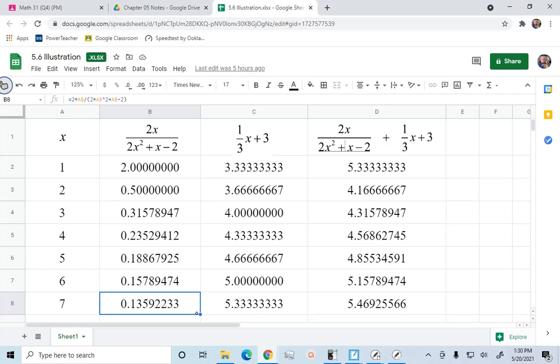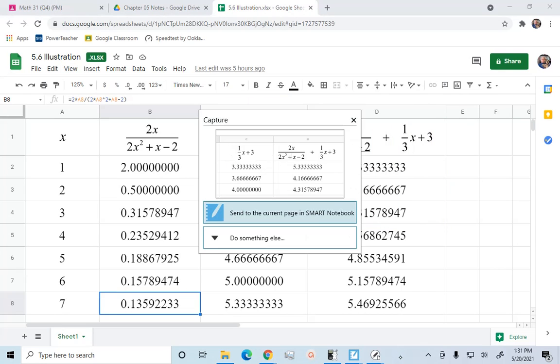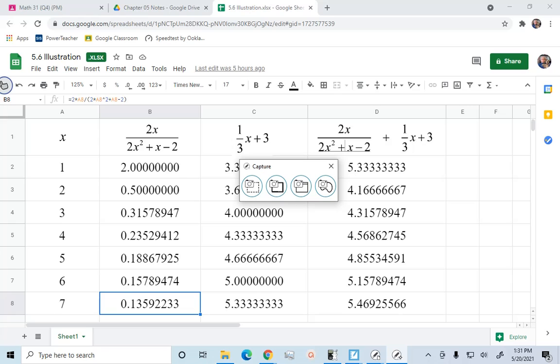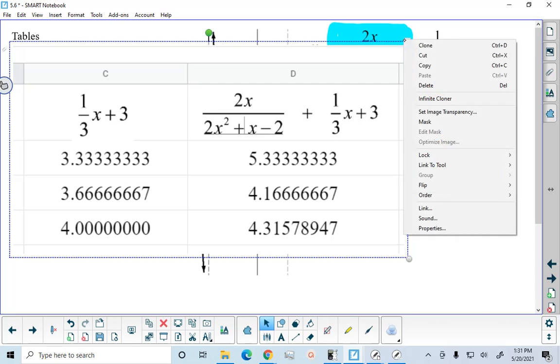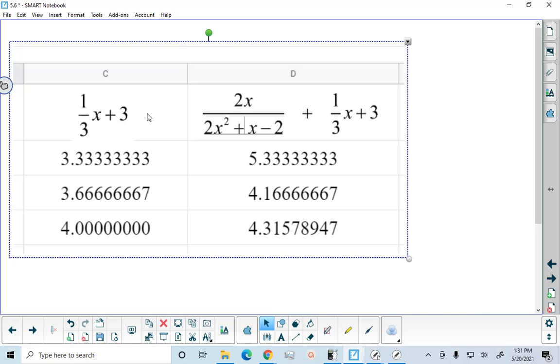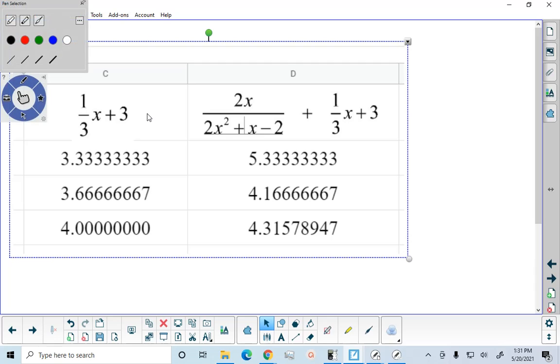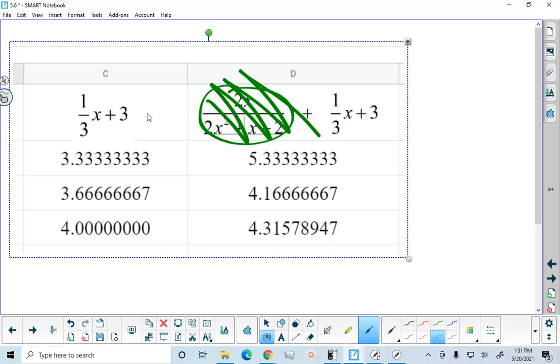So think about what I've just said here. I just said that at large values of x, the difference between C and D is not as important. Okay, well, wait a minute. The difference between columns C and D is not that important. Well, that means that at large values of x, this must not be that important. The function is just slowly turning into something that looks more and more and more like 1/3 of x plus 3.